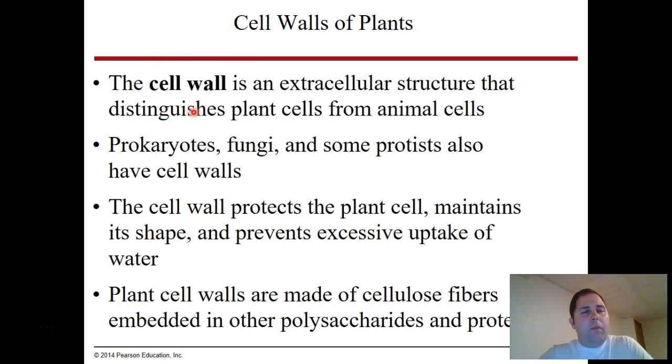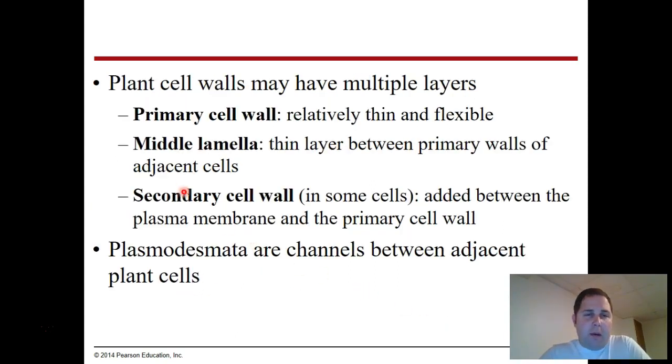Hopefully now the cell wall makes a little more sense to you in terms of its ability to prevent excessive uptake of water. So when we talked about osmosis in a plant cell, we said that the cell can't actually take up too much water and lyse because that cell wall is going to give it structure and allow it to take up extra water and be what we call turgid. These plant cell walls are made of cellulose, so they're made of carbohydrates. And while I'm not overly concerned about you knowing the terms, we can have a primary cell wall and a secondary cell wall, and then a lamella, which is space between adjacent cell walls.